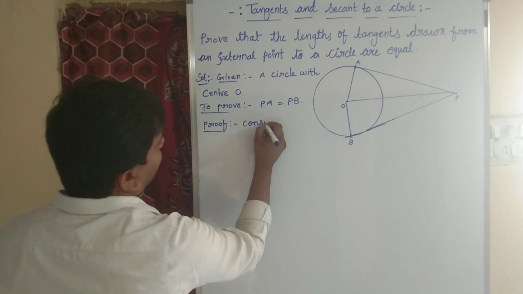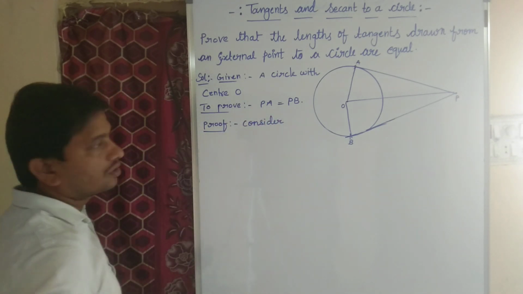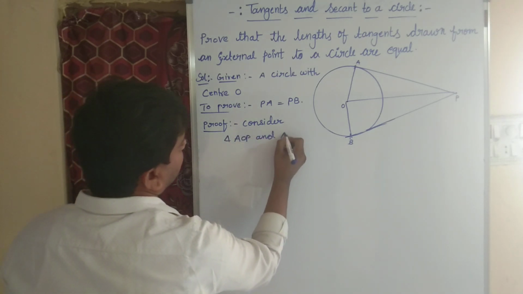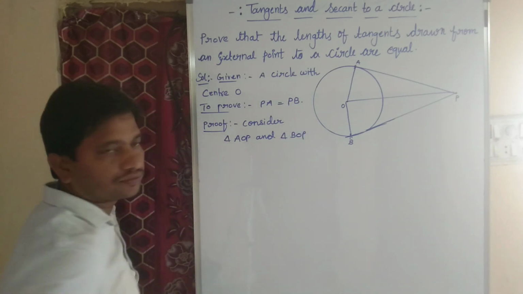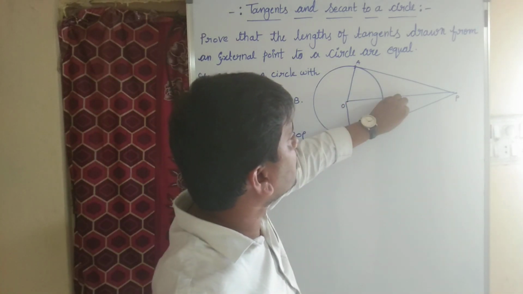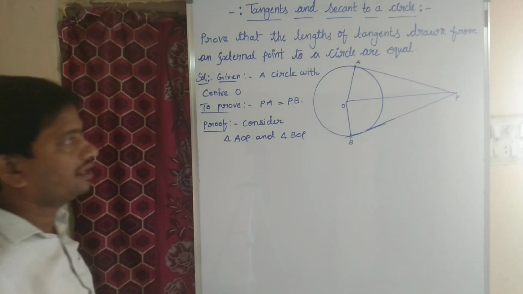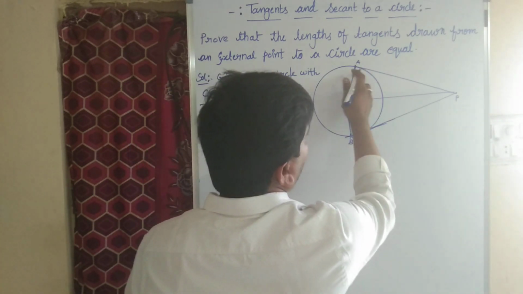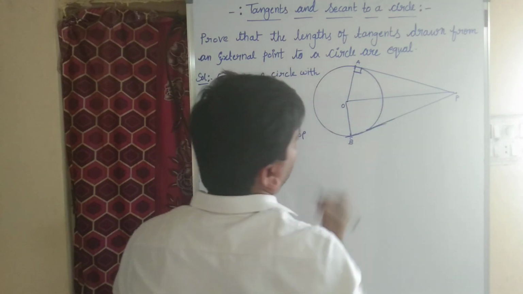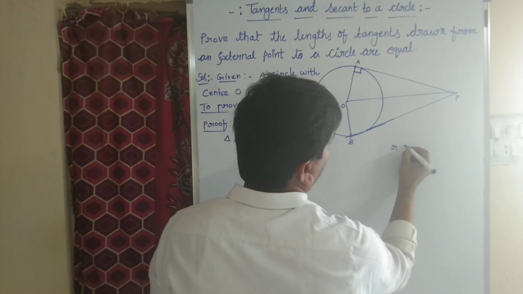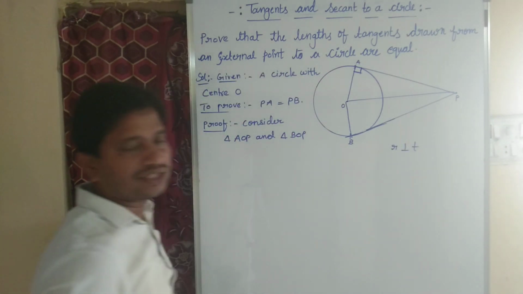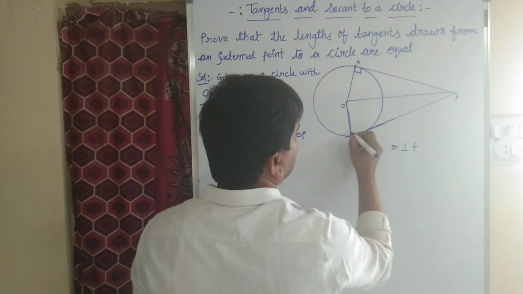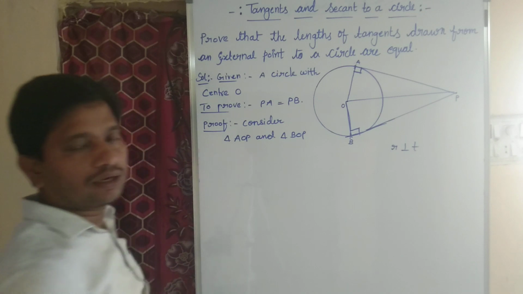Now we will consider two triangles. The triangles are triangle AOP and second triangle is triangle BOP. So this is one triangle and this is another triangle. We have two triangles, right? In these two triangles, we know that radius is perpendicular to the tangent. As OA is our radius, it is perpendicular to the tangent. Also OB is our radius and BP is our tangent. Radius is perpendicular to the tangent.